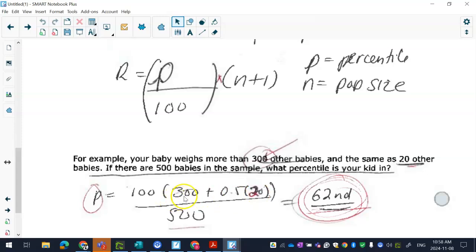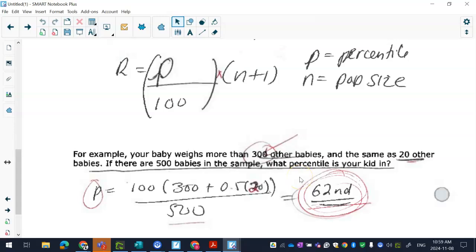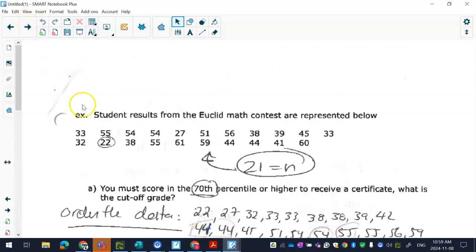So basically what happens is you say, I beat 300. I kind of tied 20. So I'm going to give myself a half value. So that's 0.5 times 20, which is 10. And then you multiply by 100 and divide by 500 to find out that I'm in the 62nd percentile. So that's how you do that.